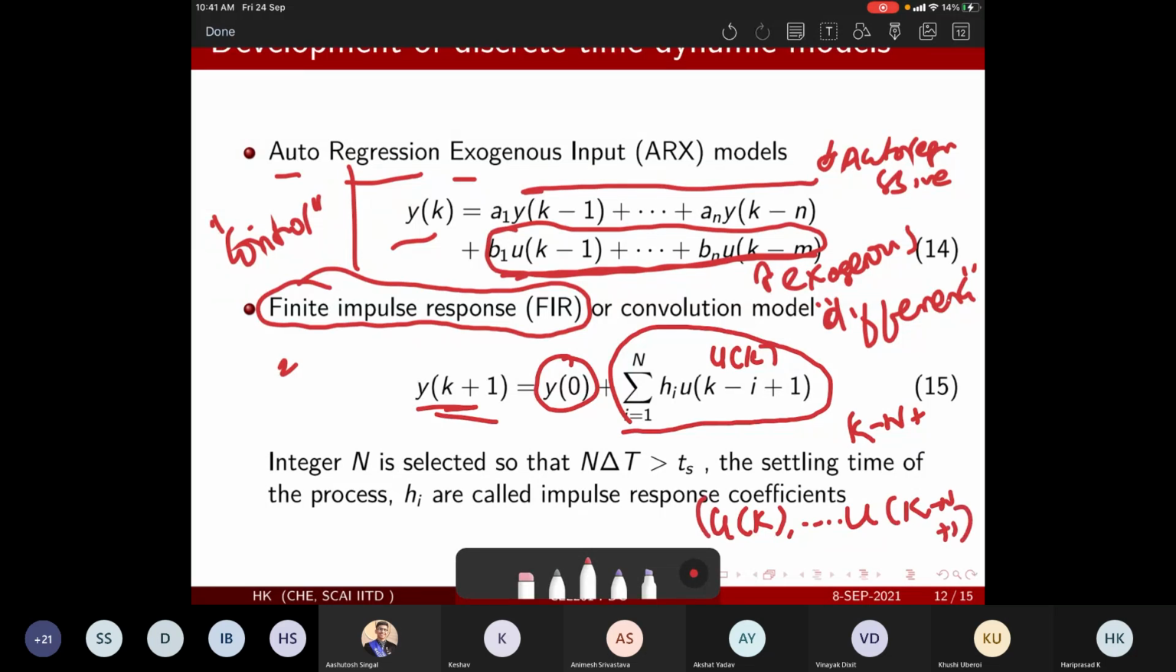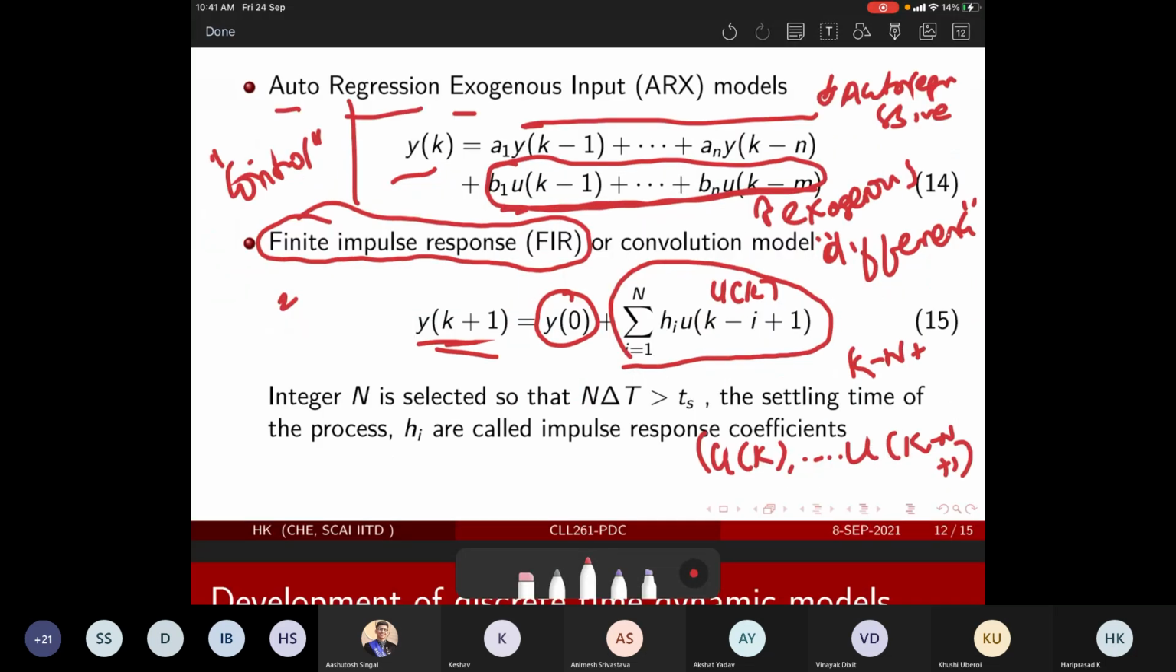So here also you should know what is the value of n that you need to choose, what is the value of m that you need to choose. These are the model orders. There are ways to fix it, which is of course not currently within the scope of our interest. There are ways to figure out how much order you need to fix, how many previous inputs you need to take, how many previous outputs you need to take, and so on and so forth. But assuming that they are fixed, these are the model structures.